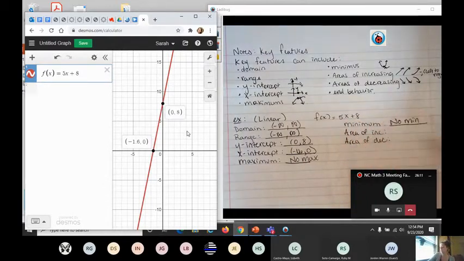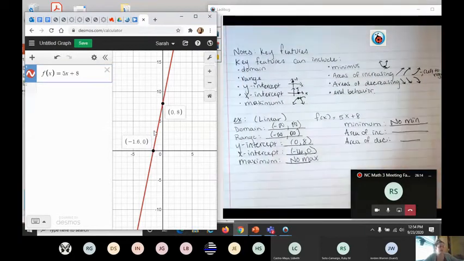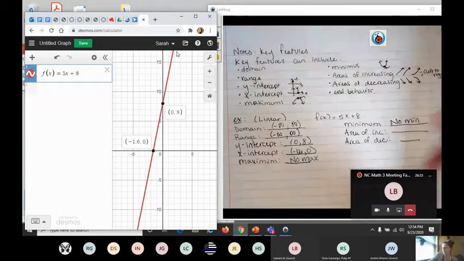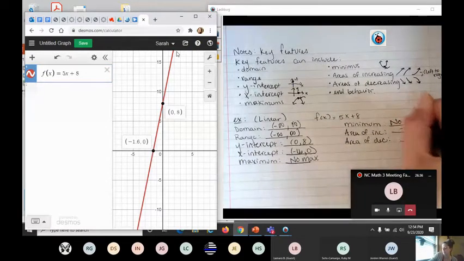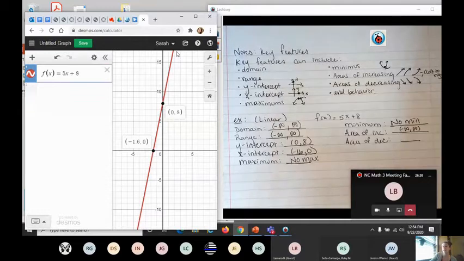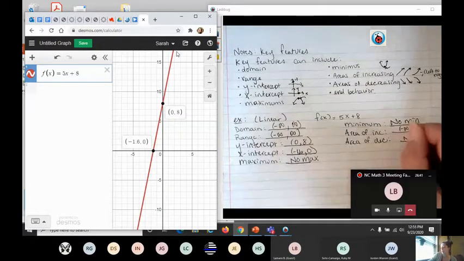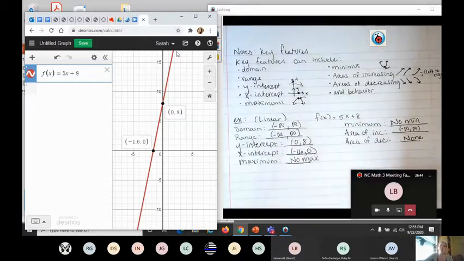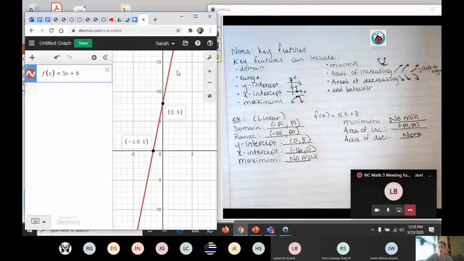Okay, and remember that we always go left to right here. Okay, so let me pick Lamero. I'm here. Okay, so as I'm moving from left to the right, is my function increasing or decreasing? Increasing. Yeah, so the area of increasing is going to be from negative infinity to positive infinity because it never stops increasing. And there are going to be no areas of decreasing because it's a linear function and it's got a positive slope. It's always going up. Thank you very much, Lamero.